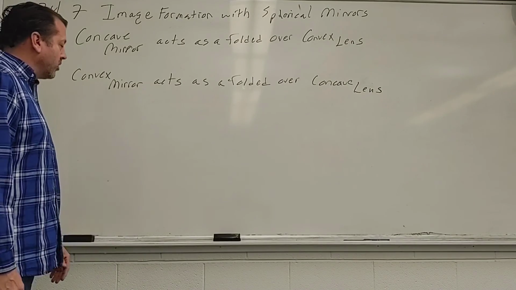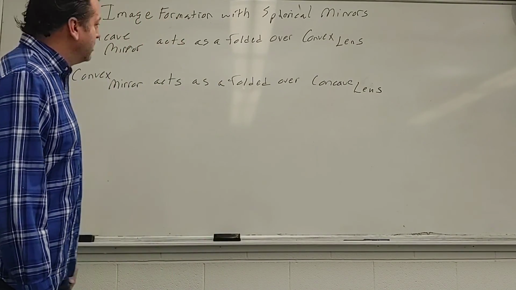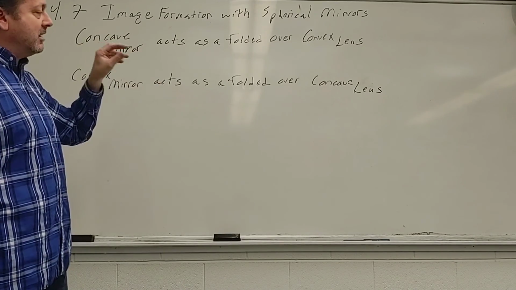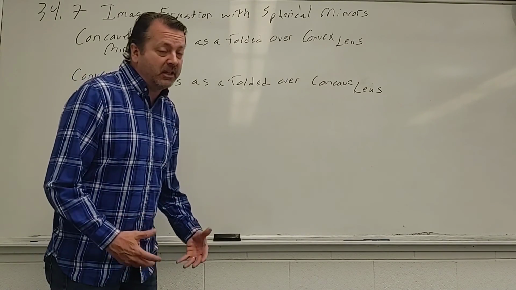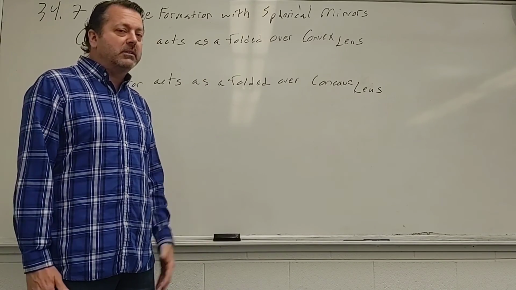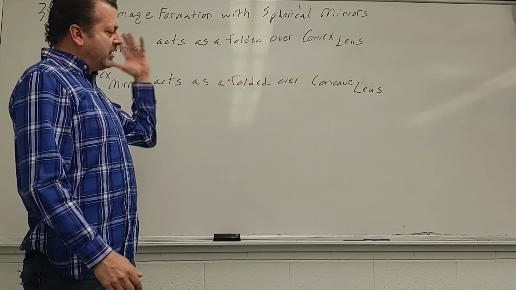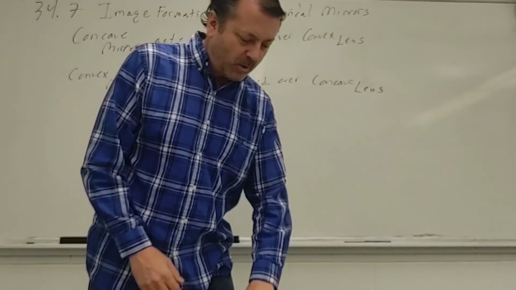So this is what we're going to do. A concave mirror acts as a folded over convex lens. A convex mirror acts as a folded over concave lens. So get that symmetry. Think of Italian strombolis folding over. Physically think of that in your mind with these ray diagrams, and hopefully it will make it a little bit easier in what we're going to do.